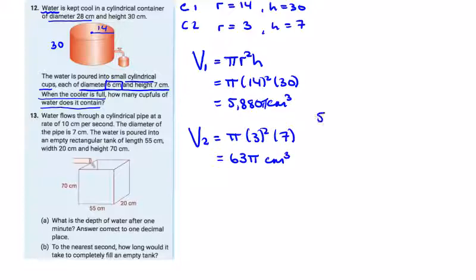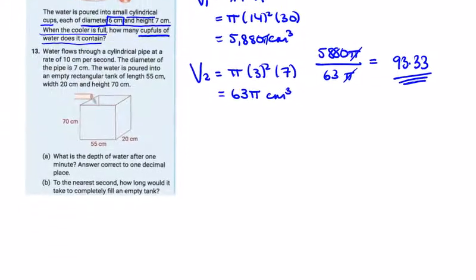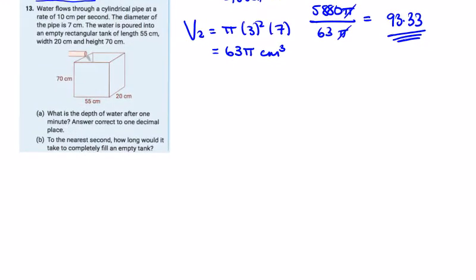So if I divide 5880 pi, if you want to put it in, they could cancel, by 63 pi, we're going to get 93.33. We asked for full cups. How many cupfuls? Well, probably 93 cups with a little bit of wastage, obviously. So 93.33 exactly.